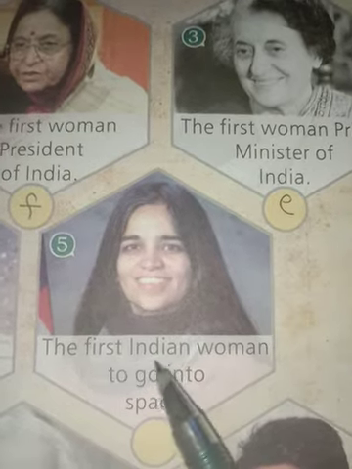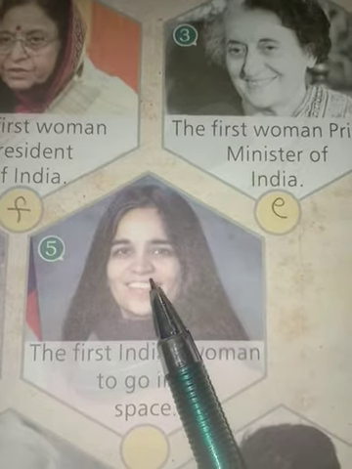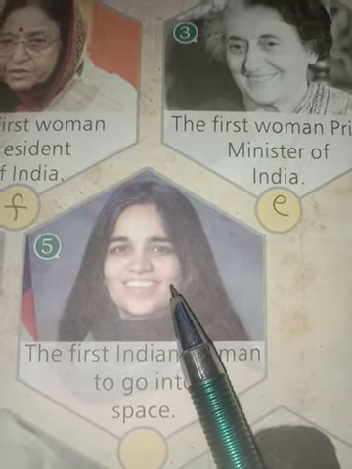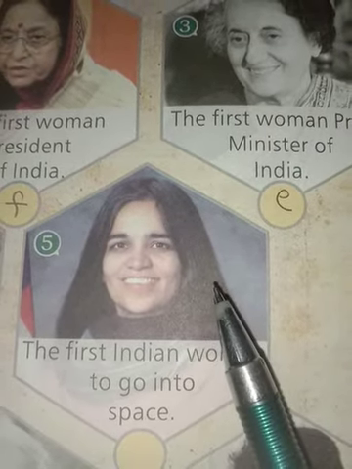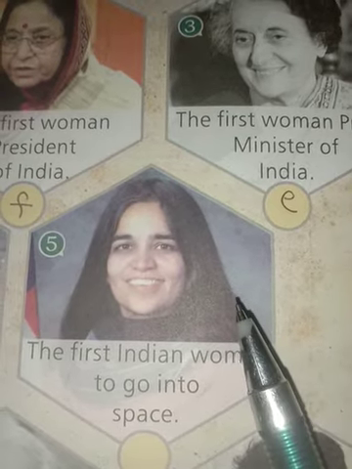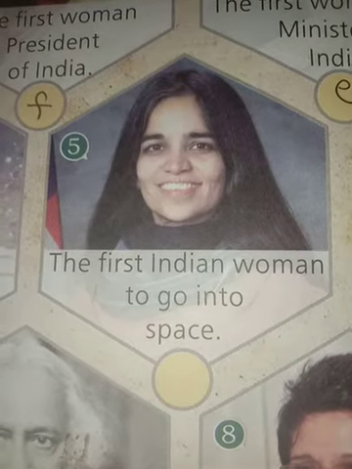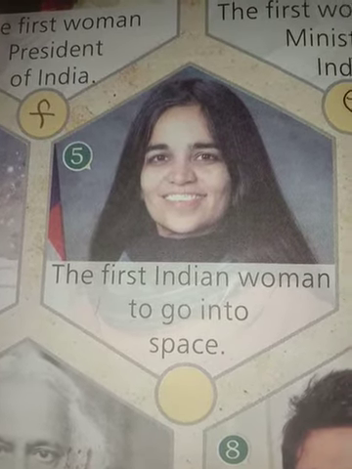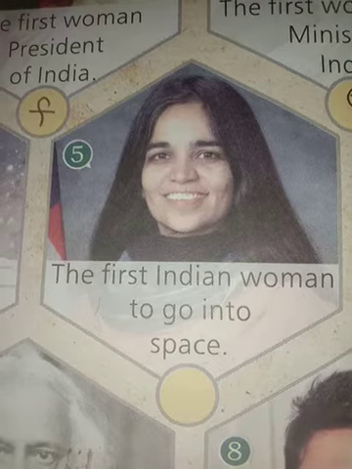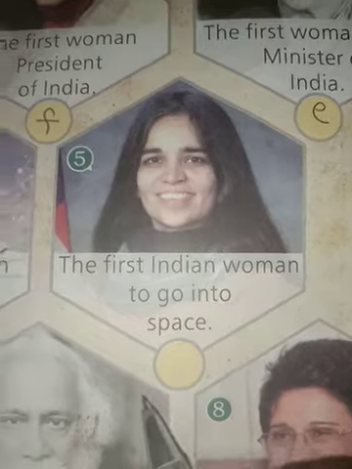Fifth, the first Indian woman to go into space. So Kalpana Chawla was an American astronaut, engineer, and the first woman of Indian origin to go to space. She first flew on space shuttle Columbia in 1997 as a mission specialist and primary robotic arm operator. So answer is Kalpana Chawla. Option B. Okay.